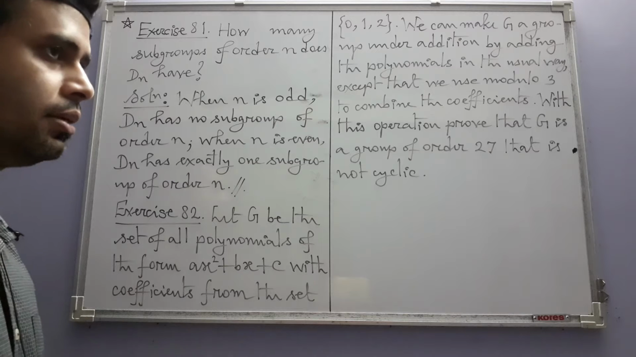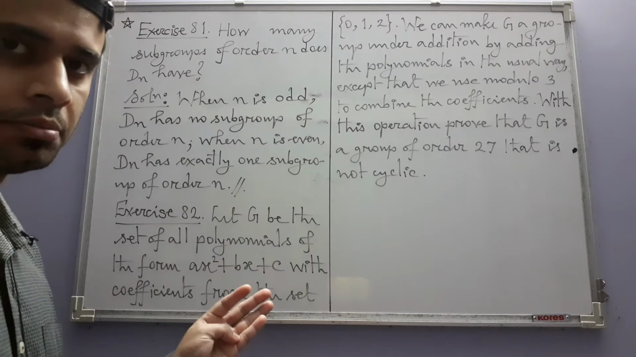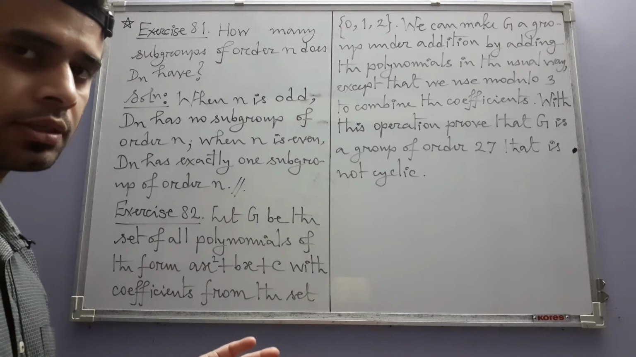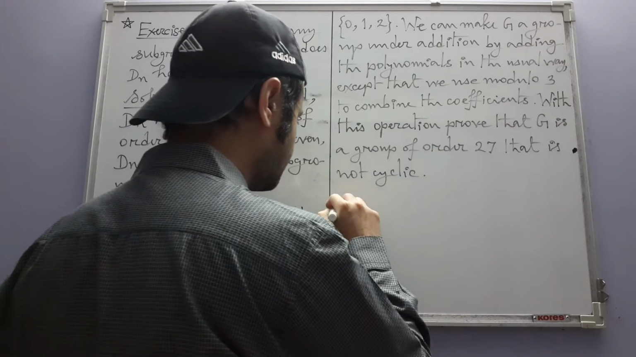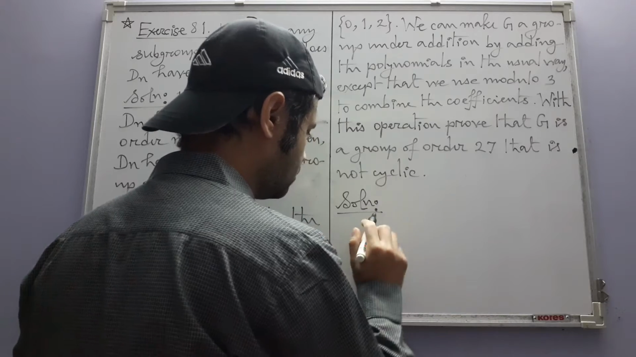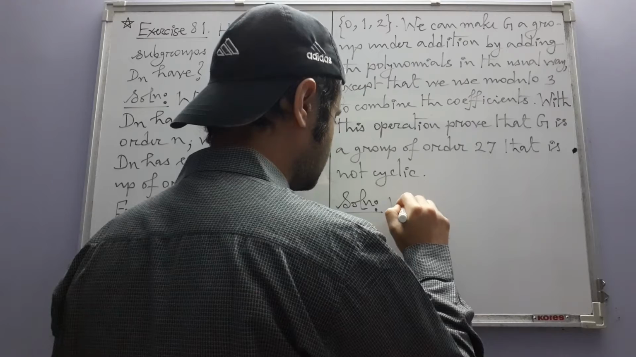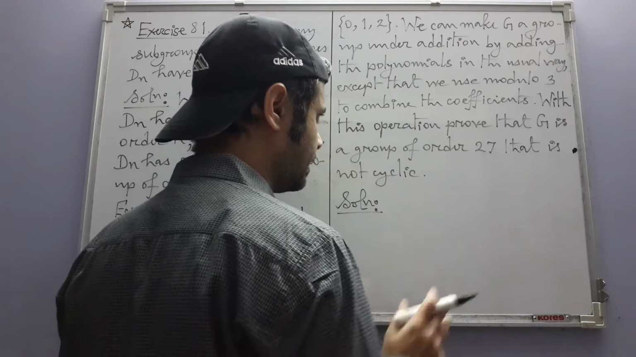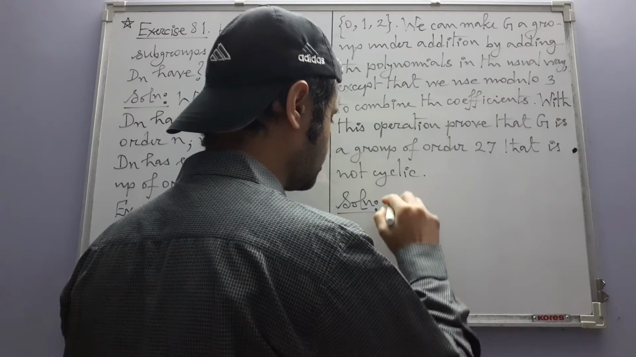So there are 3 parts to the solution. We have to first prove that it's a group, and then its order is 27, and then we have to also somehow make sure that it is not cyclic. Showing that it's a group is very easy. So okay, instead of again writing what G is, we start writing the actual solution.